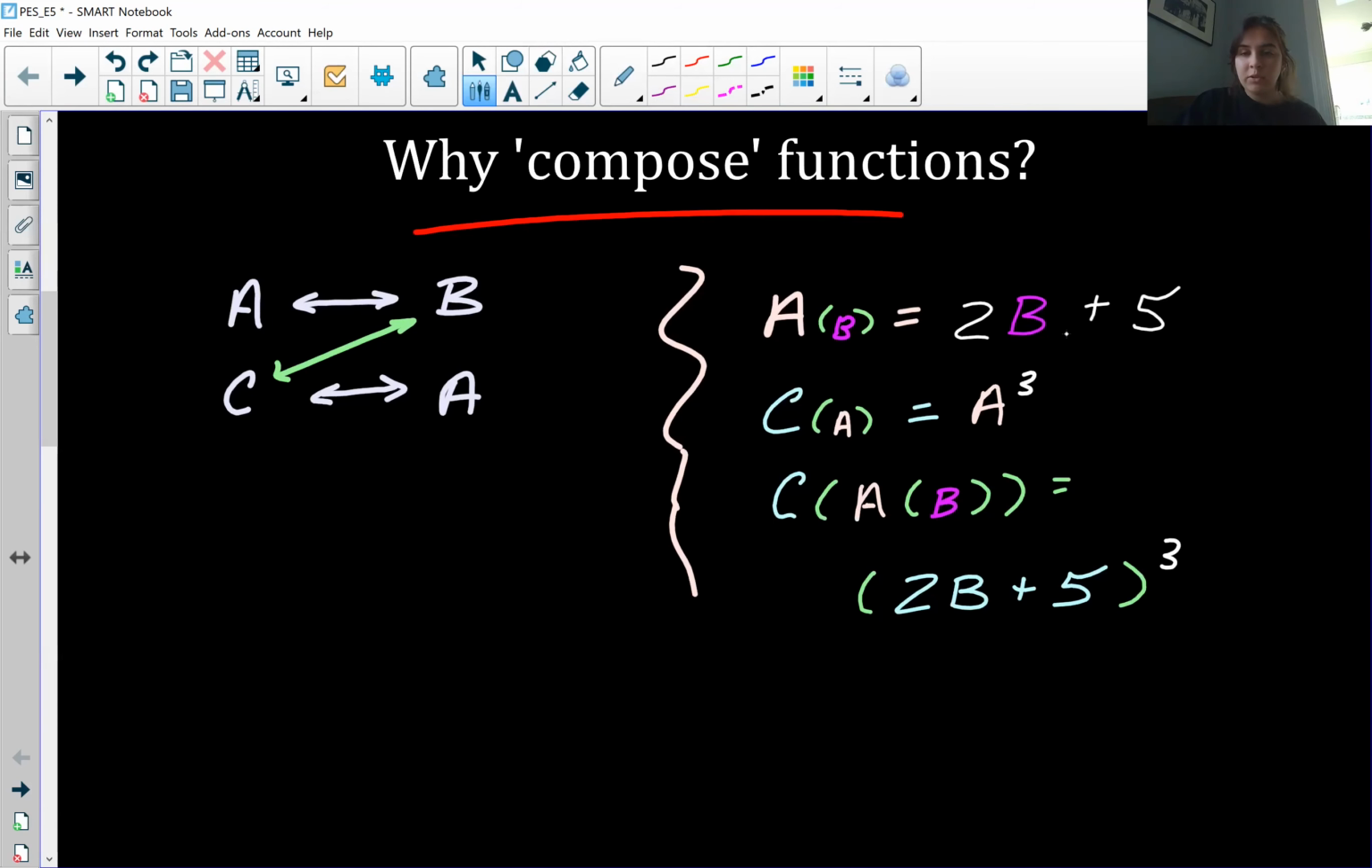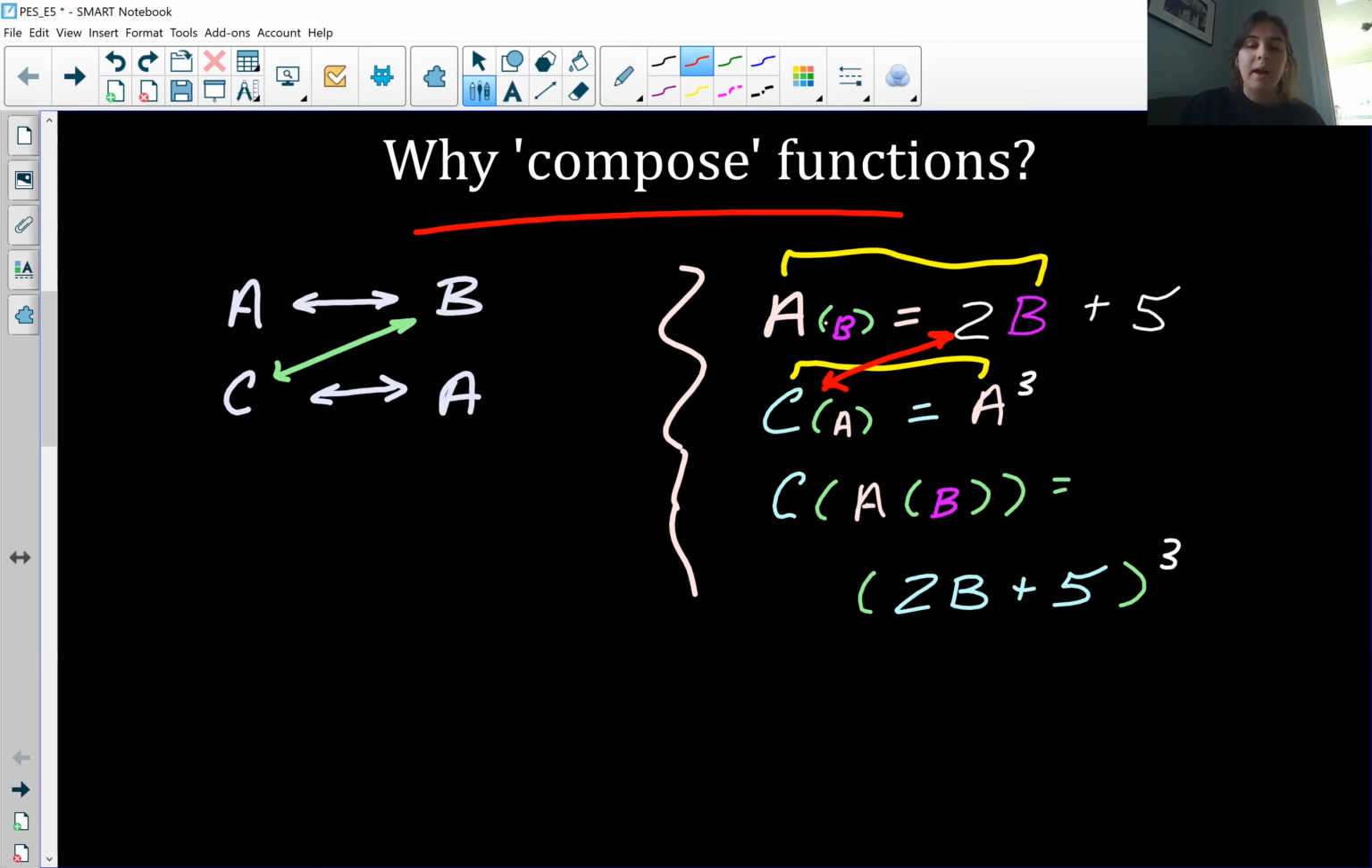On the right here is a quick example. If we had A equals 2B plus 5, and I actually wrote this as A of B because I think that way it's easier to see B is your input. So that's the first one there. And then we also have C of A equals A cubed. So if I want to find that relationship between C and B, first of all, between A and B, there's that relationship. And then we also have one between C and A. We know that C and B must relate.